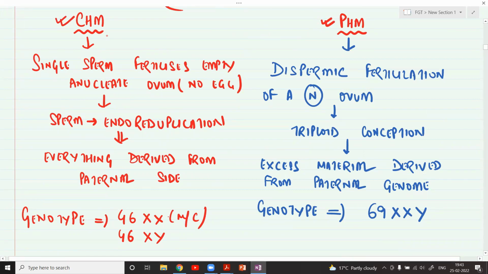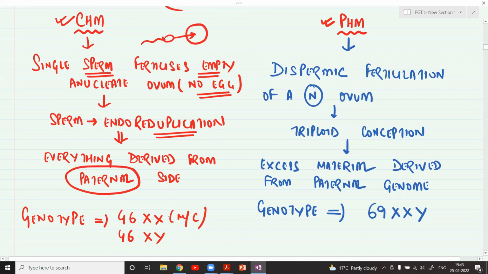Now in the complete hydatidiform mole, what is happening is that a single sperm is fertilizing an empty ovum. This is the egg, and the egg is empty, it doesn't contain any nucleus. So a sperm enters and fertilizes an empty ovum, there is no egg nucleus. After fertilization, the sperm undergoes duplication, so there is endoreduplication. Everything is derived from the paternal side. Whatever chromosomes are there, they are derived completely from the father, because there is no egg.